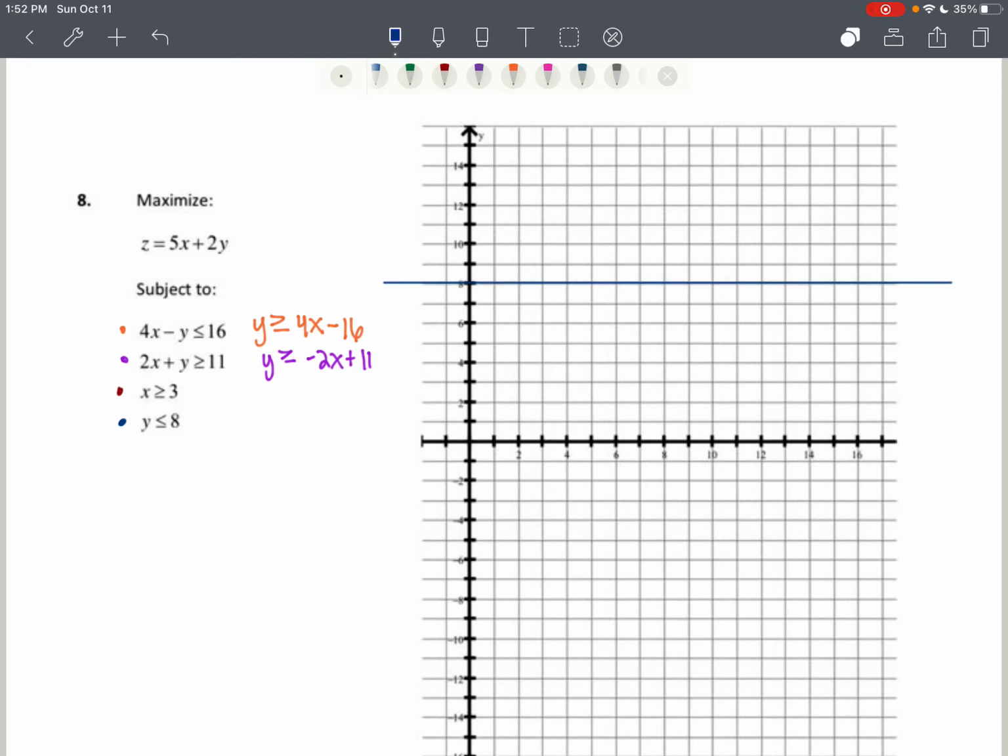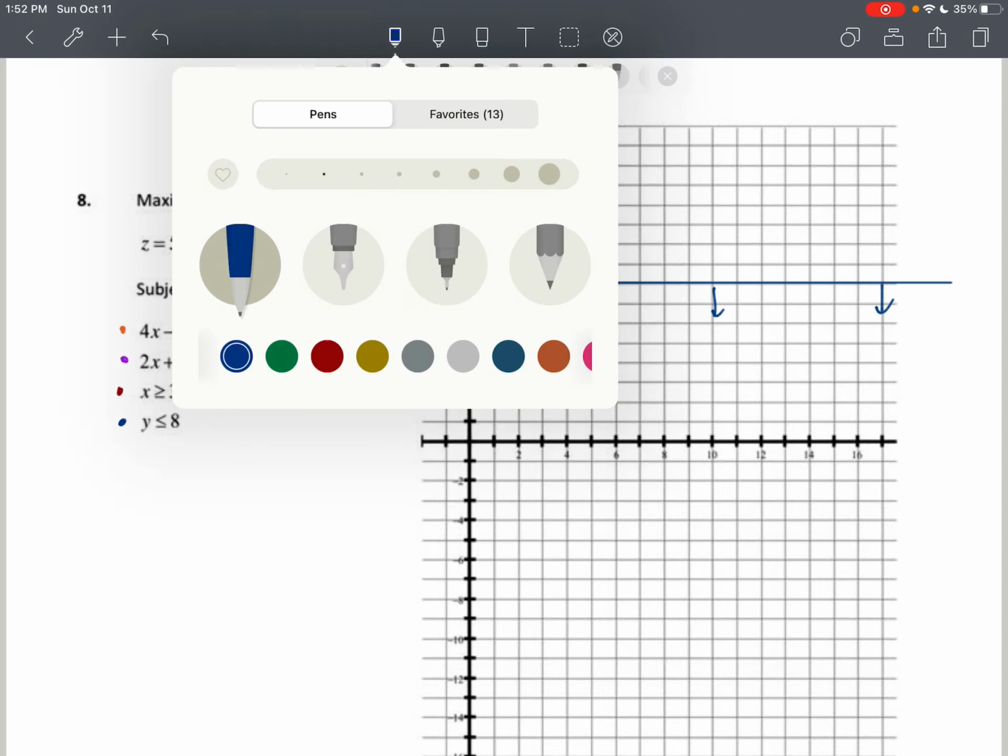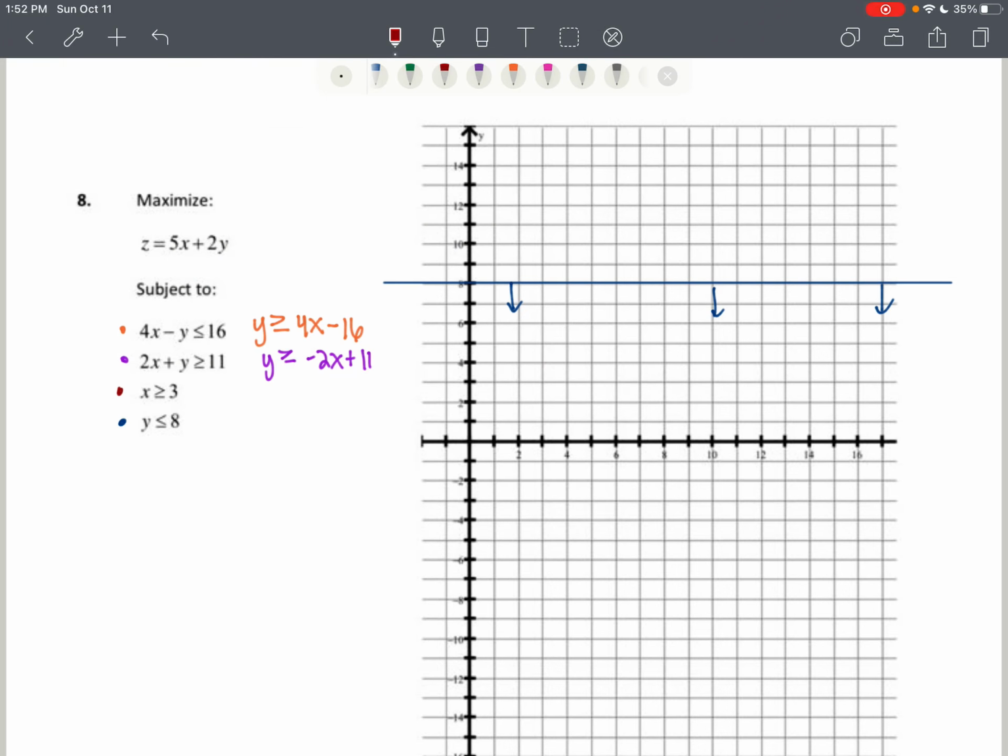That's a horizontal line, and we are going to shade below. Let's go back to red. That's going to be a vertical line at x equals 3. And x is greater than, so we're going to shade to the right.